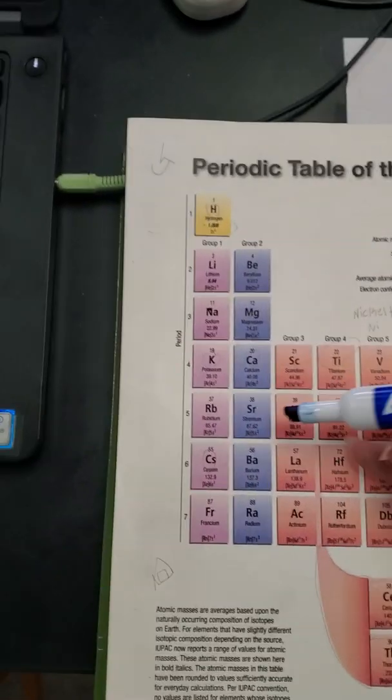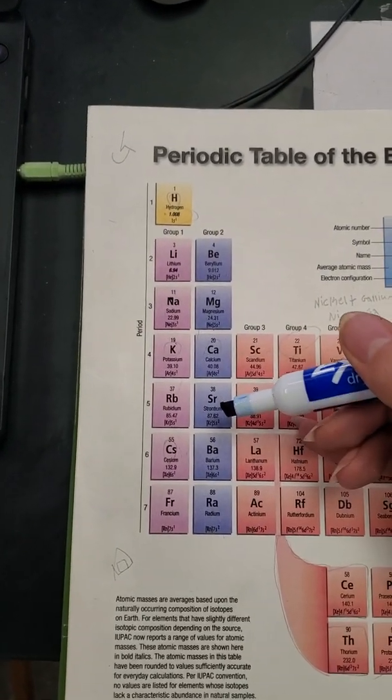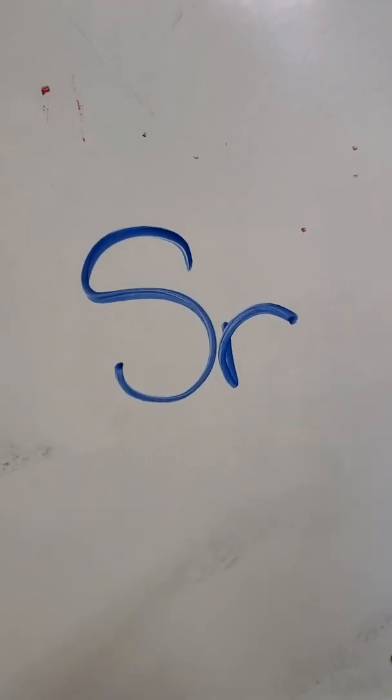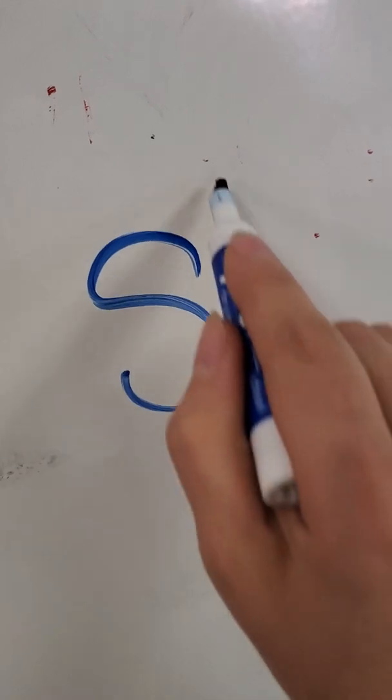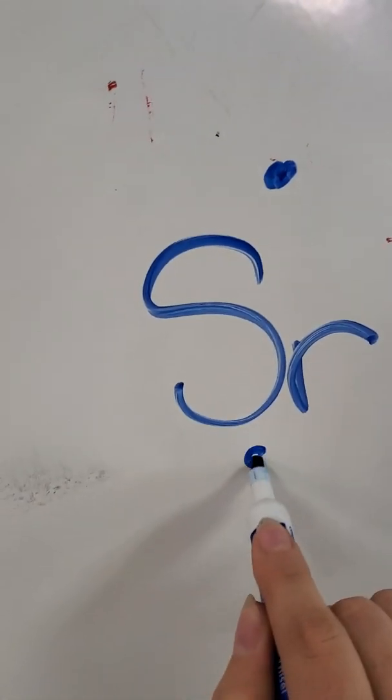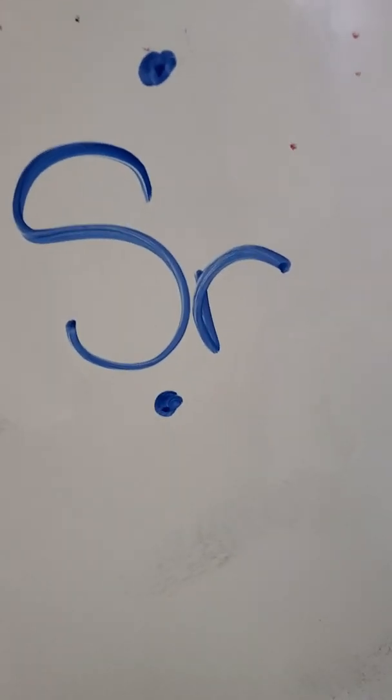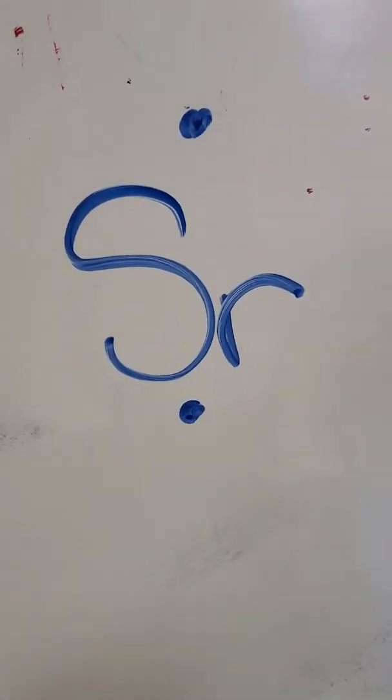So let's go back to strontium. If I wanted to draw the Lewis structure, all you have to do is put the symbol in the middle, and then you're going to say how many valence electrons it has. Well, strontium has 2. So 1, 2. 2 valence electrons. That is the Lewis structure for strontium.